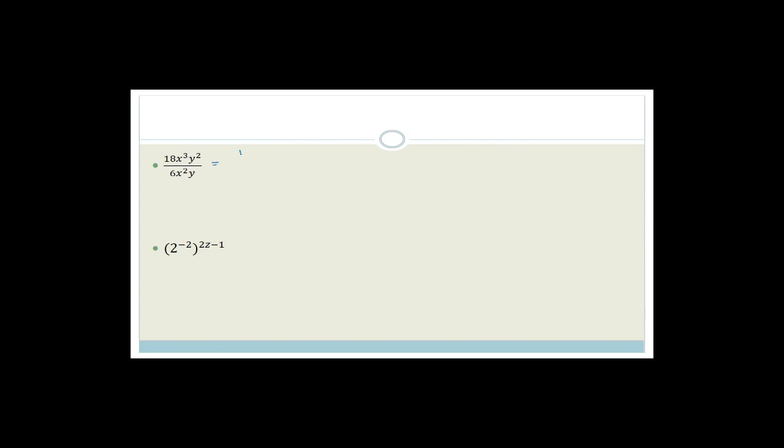So we know that that's going to be 18x cubed y squared over 6x squared y, which can be written as 3 times 6x cubed y squared all over 6x squared y. So they cancel. And that means you're left with 3x cubed y squared all over x squared y. Okay, so 3 we're going to leave here, but do you agree, if we do the math, it becomes 3, then x cubed minus squared times y squared minus 1, because there's an implied 1 here. So do you agree that becomes 3, x cubed minus 2 is just x, and y 2 minus 1 is going to be just y. So the final answer is 3xy.